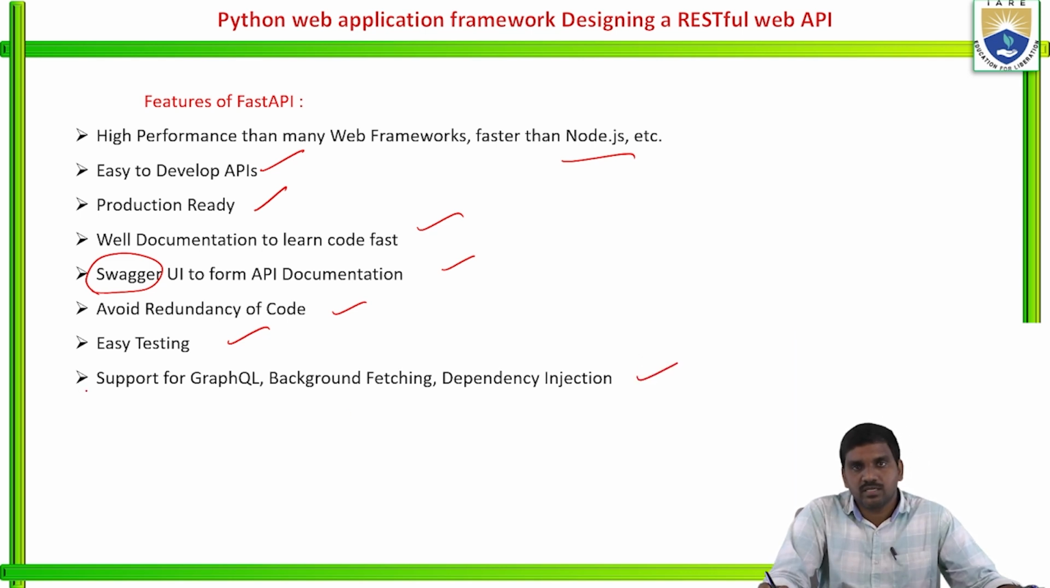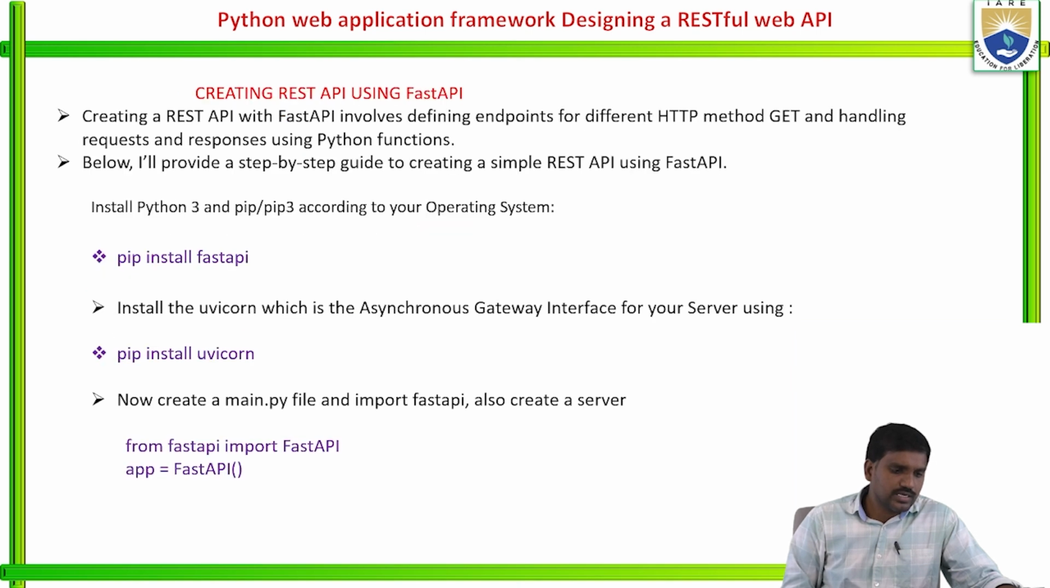So these are some important features of FastAPI: high performance compared to many web frameworks, easy to develop, production always ready, well-written documentation to learn code fast, Swagger UI for API documentation, avoid redundancy of code, easy testing, and support for GraphQL.